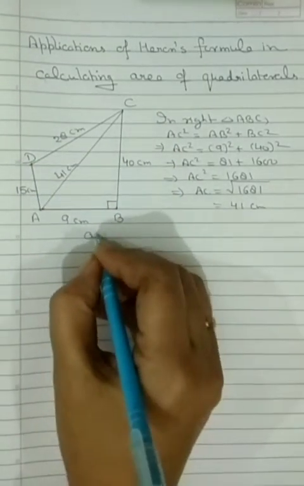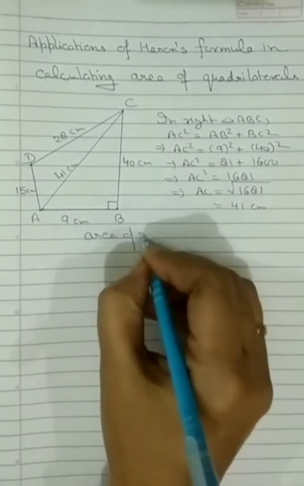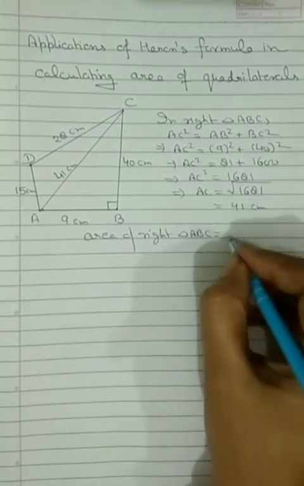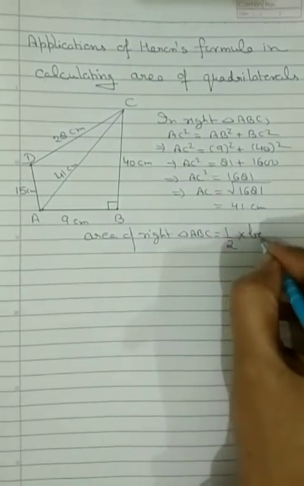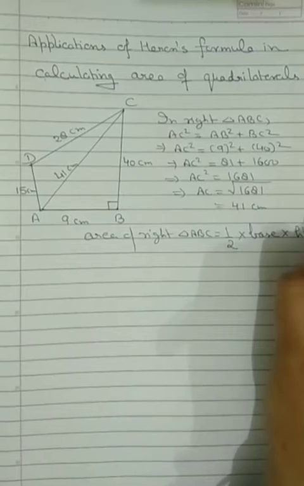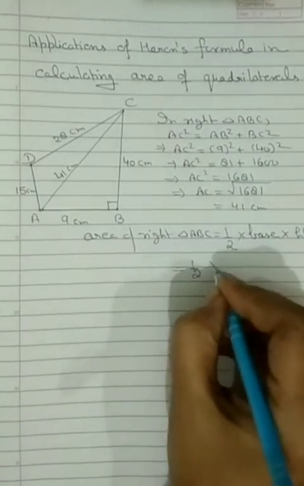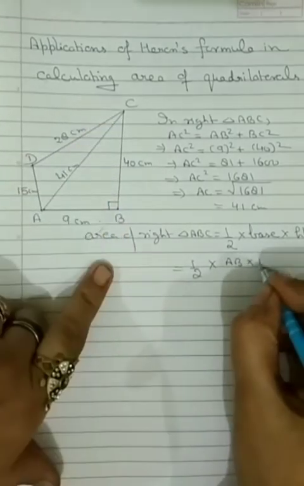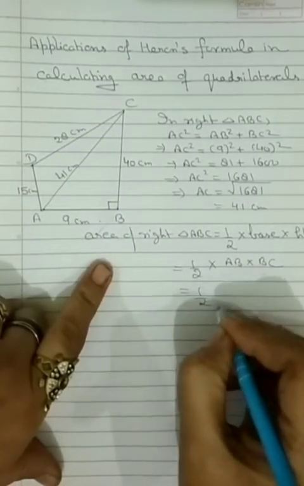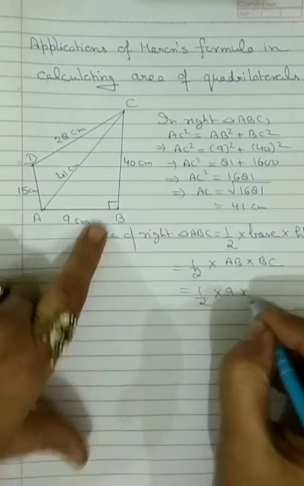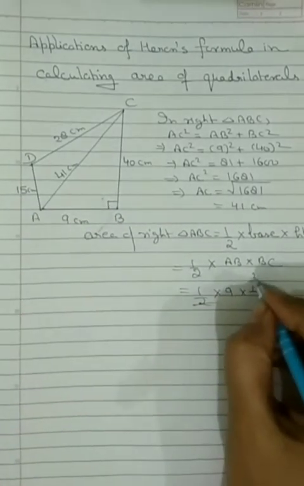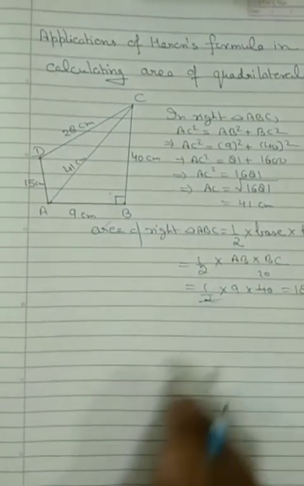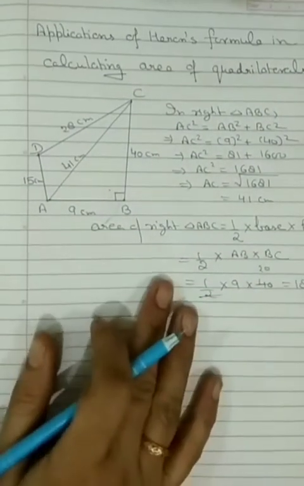So for area of right triangle ABC, we know area of right angle triangle is half base into height. Half into base, that is AB, and height is BC. So if we calculate it, AB will be 9 and BC is 40. That gives 180 centimeter square. It is a must to write the unit here.